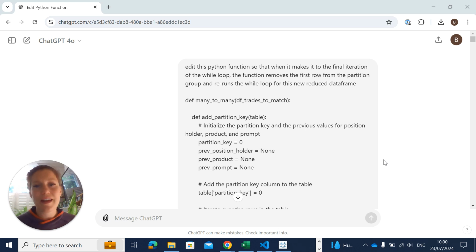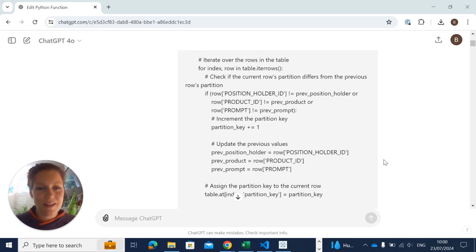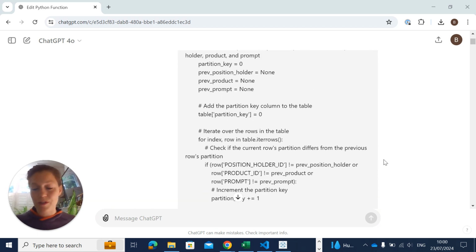So I asked it, edit this Python function so that when it makes it to the final iteration of the while loop, it removes the first row from the partition group and reruns the while loop with this new reduced data frame. It's hard to articulate in words what you want the code to do. So generally I use it for getting direction on what to do, and then figure out why it's wrong and then fix it.